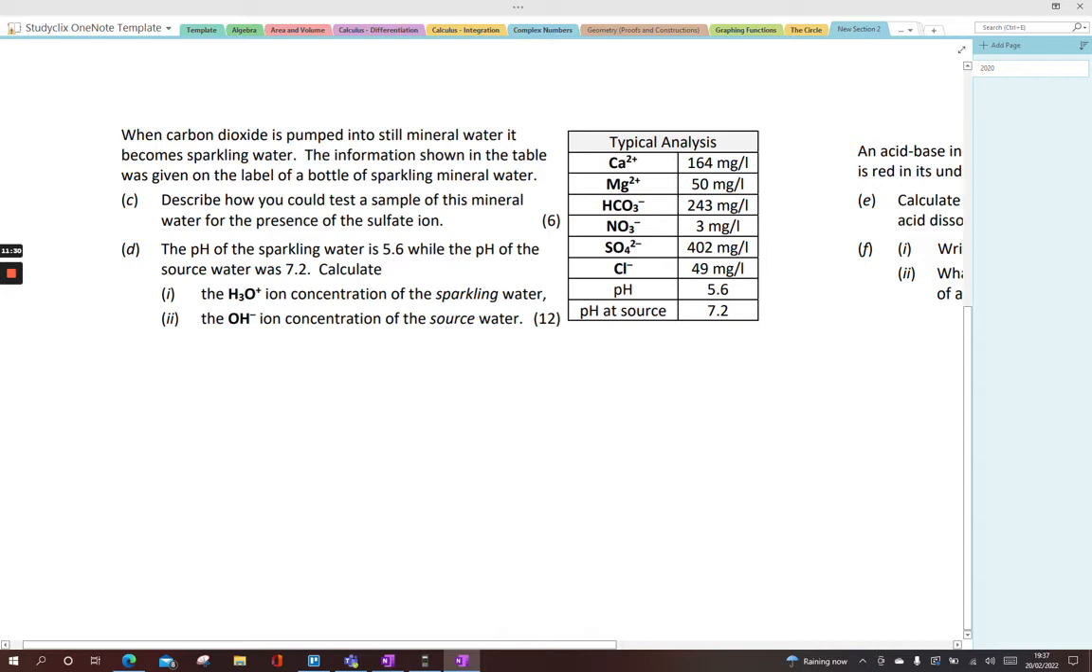Describe how you could test this sample for the presence of your sulfate ion. So there's your test for anions thrown into these as well. So mixing up your water, your test for anions and acids and bases. Now you have to learn those.